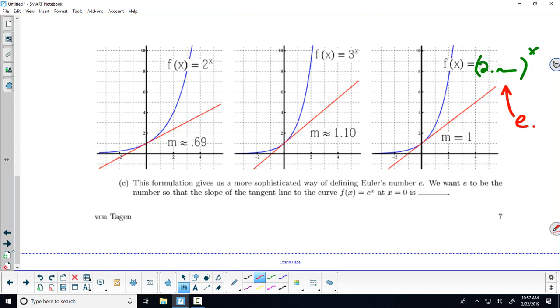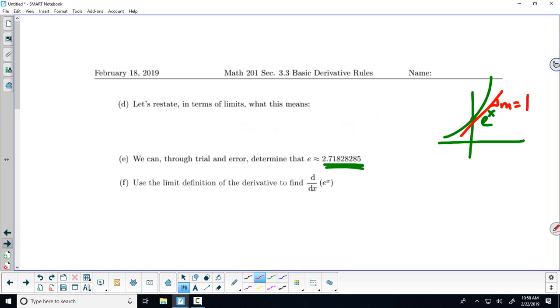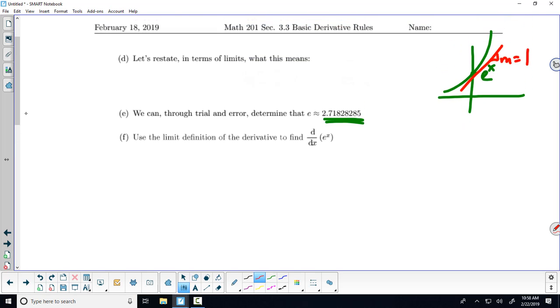Okay. We want E to be the number so that the slope of the tangent line to the curve right here at x equals 0 is 1. And it turns out through a process of guessing and testing, we would get a decimal approximation for E. Okay. There's more sophisticated ways to come up with E as well, but we're not going to do it in this class. Okay. Now, what does this mean?